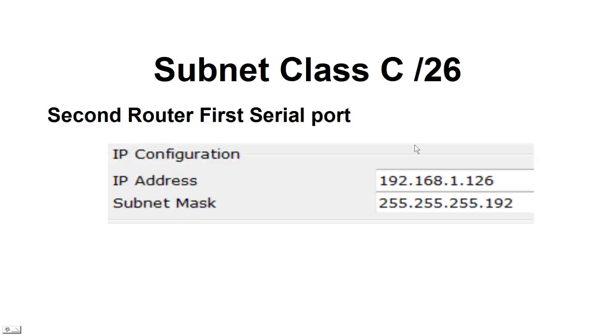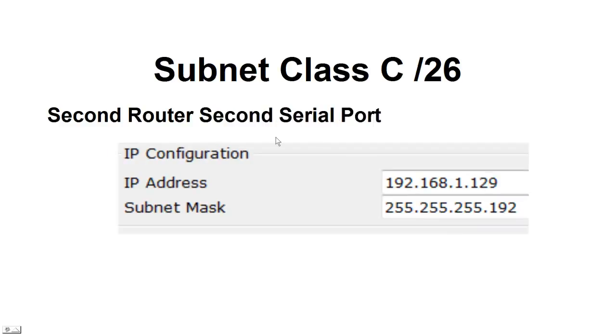Now the second router that we come to is in that 64 network, and the last assignable is 162. We're going to give it that IP address. Again, they have the same subnet mask. We come to our second serial port on that second router, and we're going to assign it with the new network 128, and the first assignable IP address is 129, again with the same subnet mask.